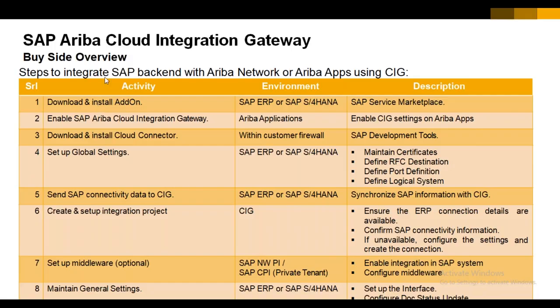So here we can see downloading and installing the add-on. This activity is taken care of by the SAP basis consultant. And how do we download and install this add-on? For that we have to go to the SAP Service Marketplace, where we usually raise OSS notes or create incidents. It also requires your S-user ID and password credentials. We have to provide that credential, and once you log in, whatever add-on is required for CIG has to be downloaded and installed in your backend SAP system.